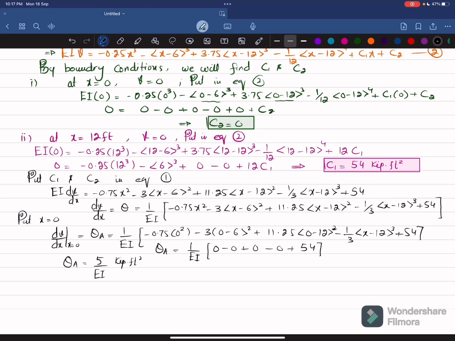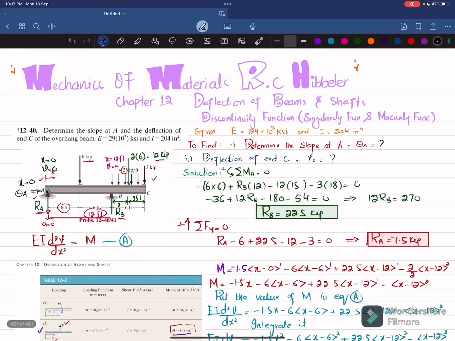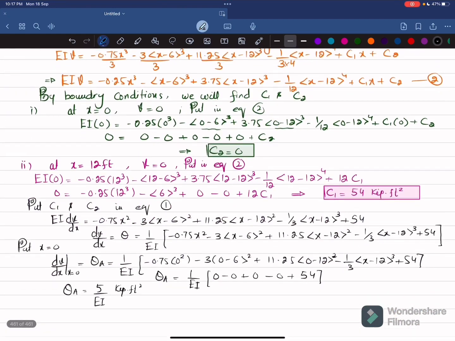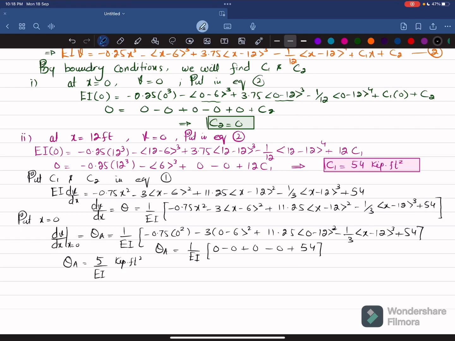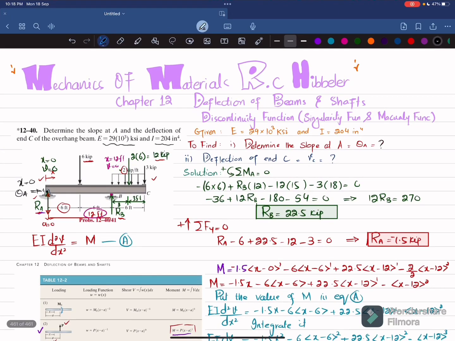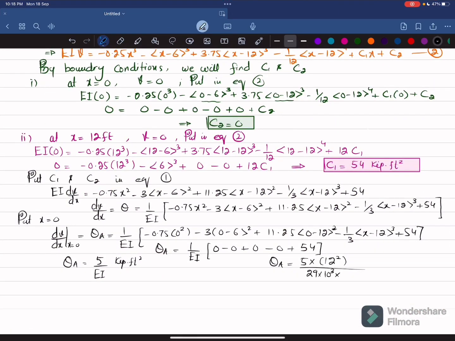Now we have E and I as well. E is 29 into 10 to the power 3 ksi, kilopound per square inch, and I is also 204 inch power 4. So what we will do is convert this theta A. 10 to the power 3, you have to multiply 10 to the power 3, or if you do not want to convert it into pounds, so 54, and we will convert feet into inch. So 1 feet is 12 inch. So 12 power 2 divided by E, which was 29 into 10 to the power 3 ksi, into 204.